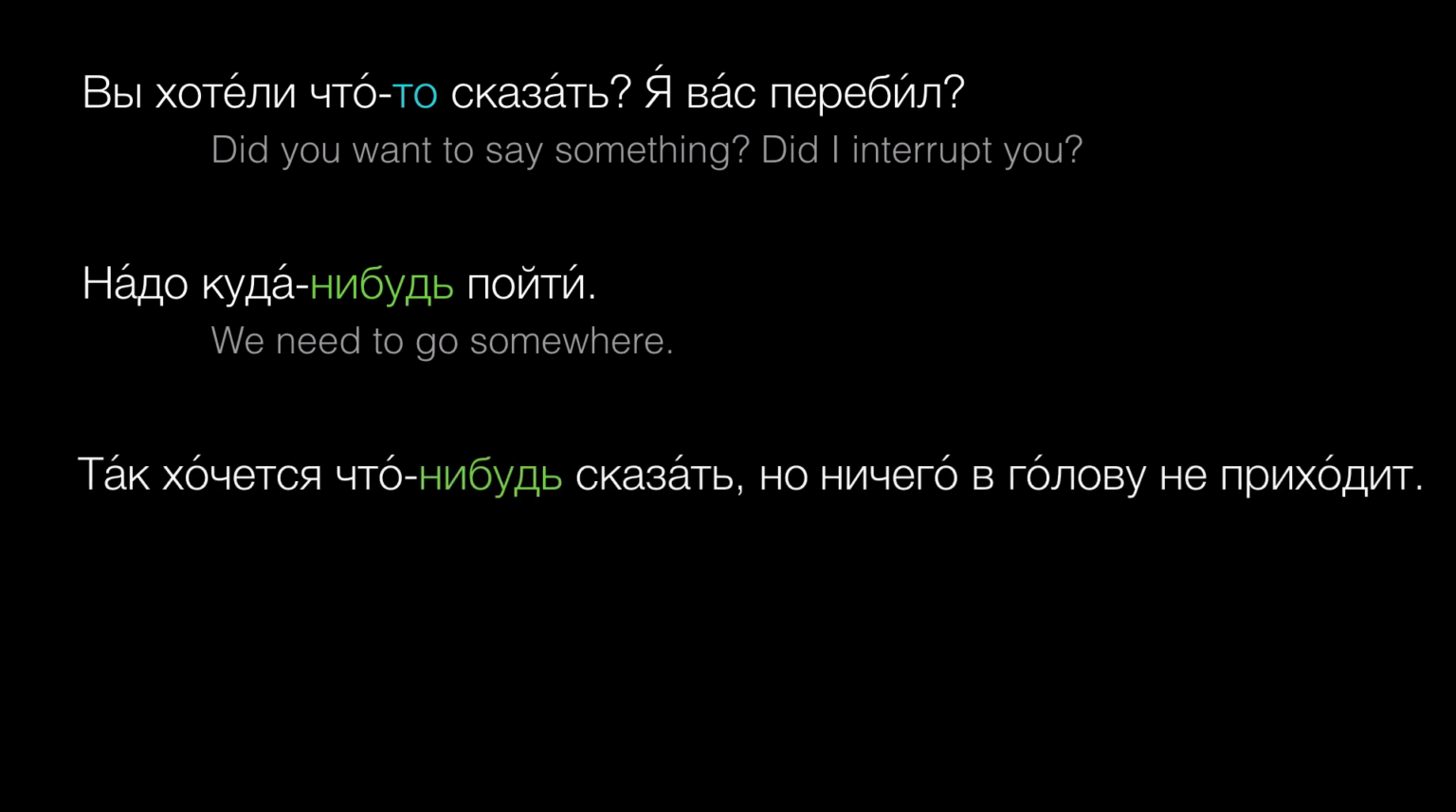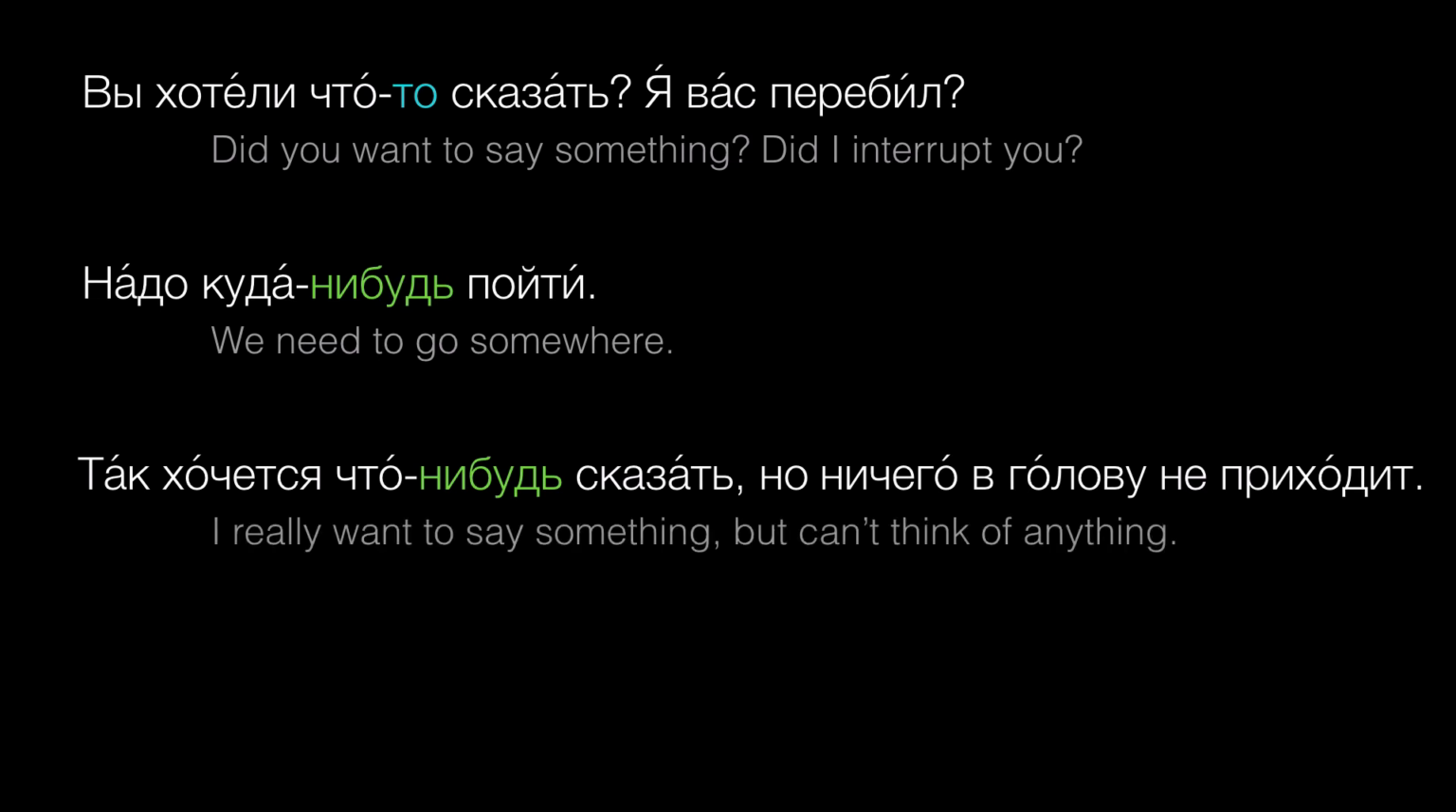Так хочется что-нибудь сказать, но ничего в голову не приходит. Since I can't think of anything to say, I use нибудь. I have nothing specific in mind. Let's take a closer look at the end of that last example. Но ничего в голову не приходит. We have anything in the English, but in Russian we say ничего, not что-нибудь.